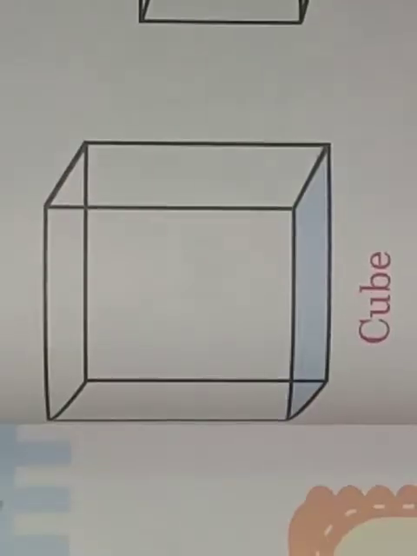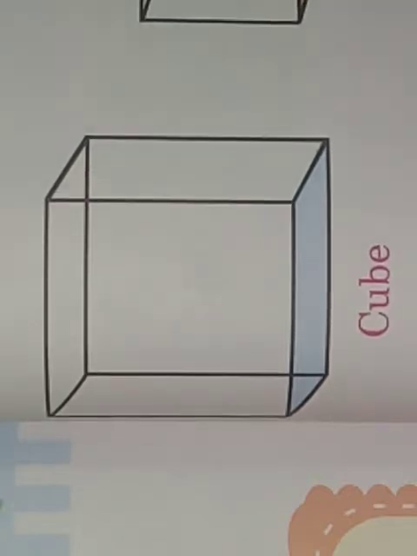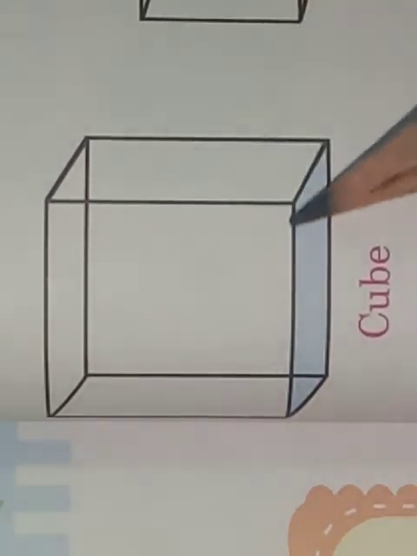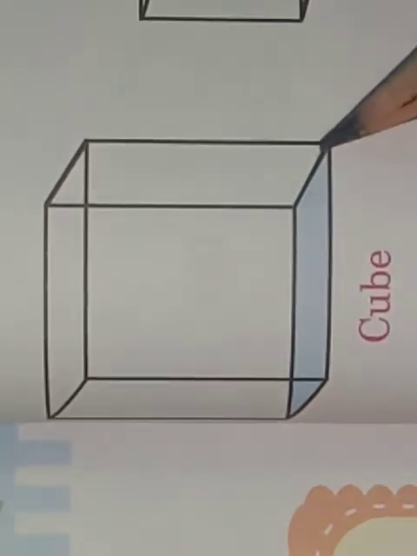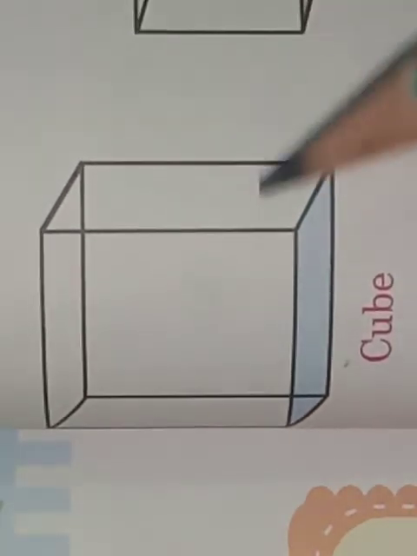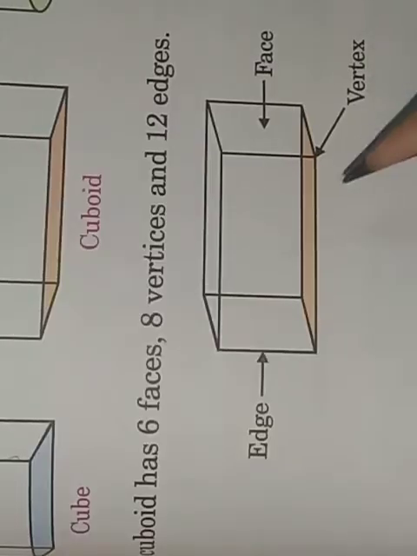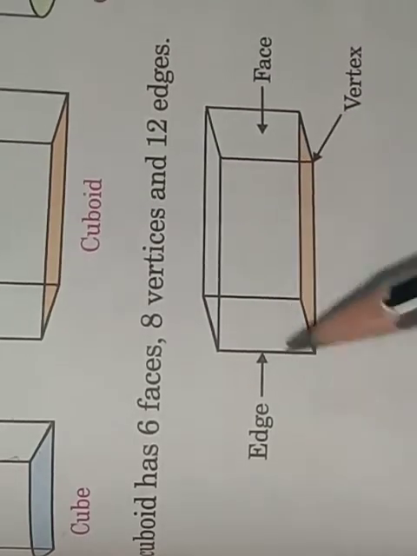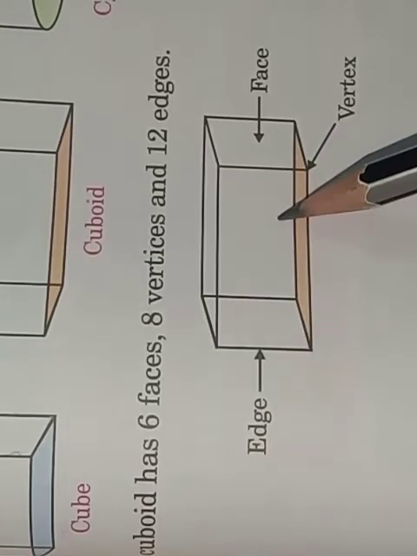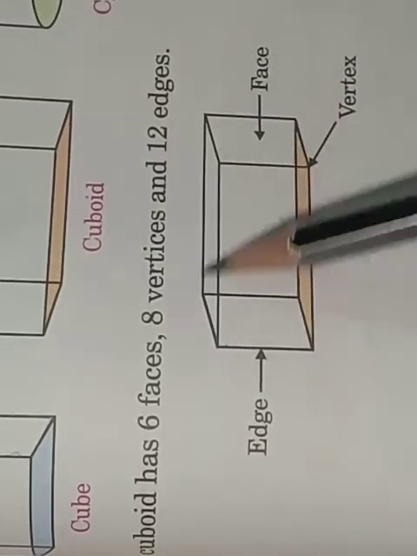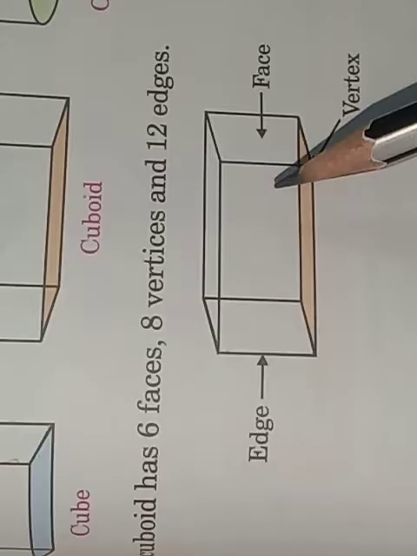Now look at these figures. This is a cube. A cube has 6 faces, 8 vertices and 12 edges. This is a cuboid. It has 6 faces, 8 vertices and 12 edges.